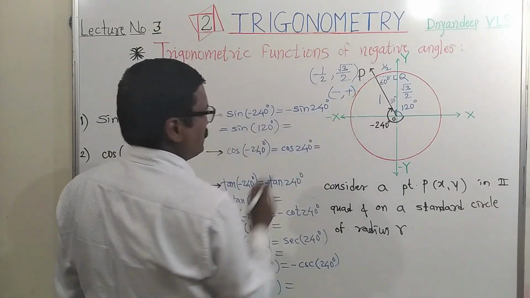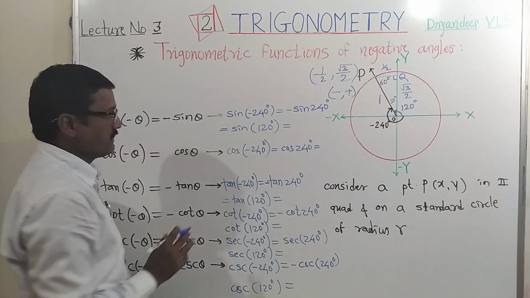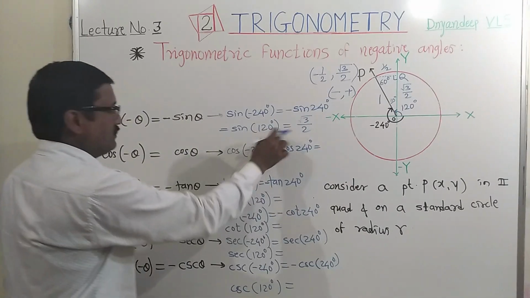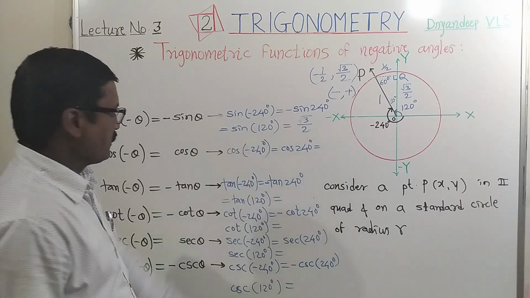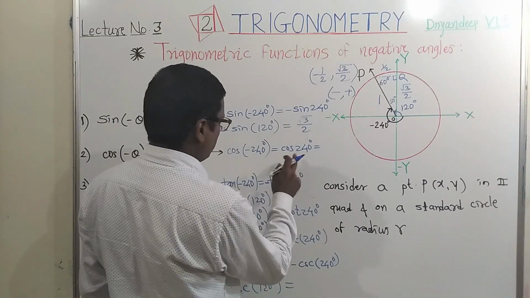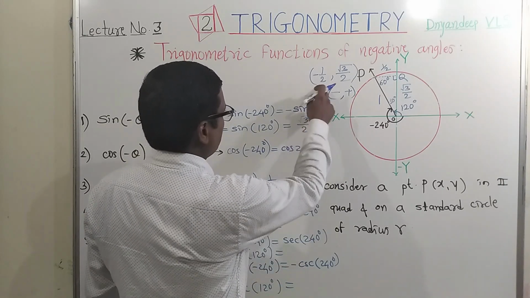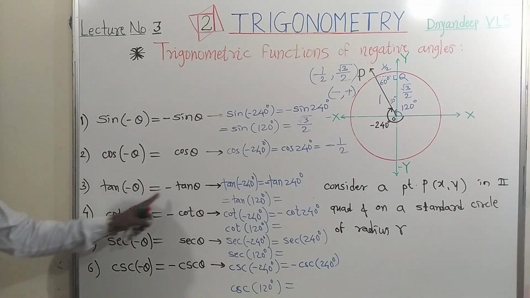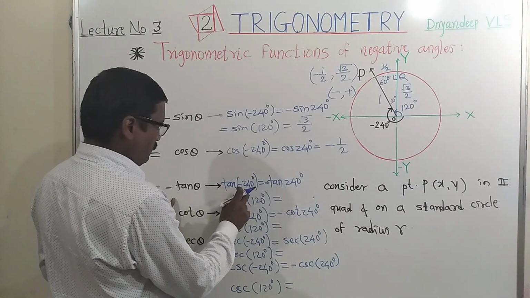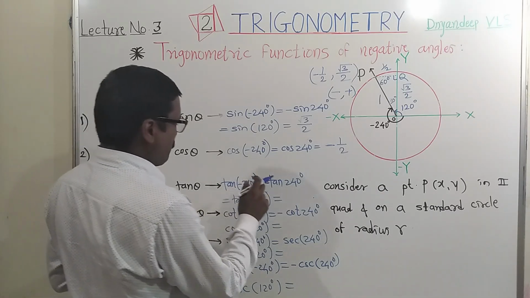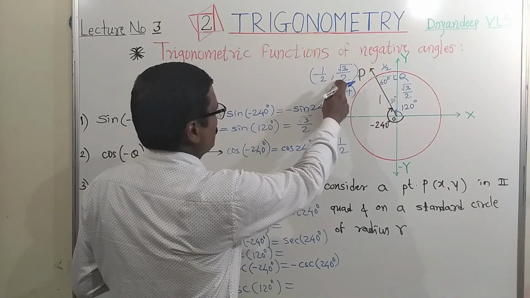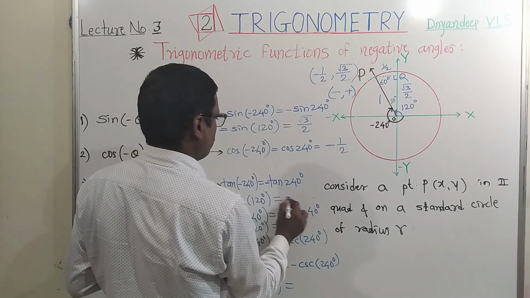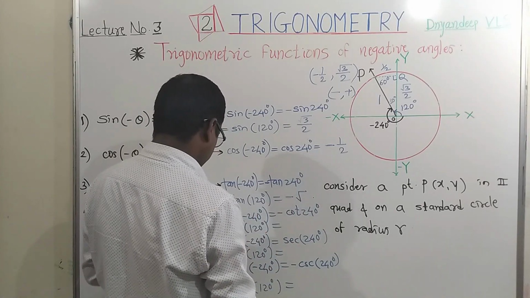So the sine ratio is, we have taken here radius equal to 1, so the sine ratio is nothing but the y. So y is root 3 upon 2. So here sine of 120 is root 3 upon 2, sine of minus 240 is root 3 upon 2. Similarly, cos minus 240 is equal to cos 240. It is nothing but the x coordinate, so it is minus half. Then tan of minus theta is minus tan theta. So tan of minus 240 is nothing but y upon x. So y is root 3 upon 2, x is minus half. Taking the division of these two, we will get minus root 3.